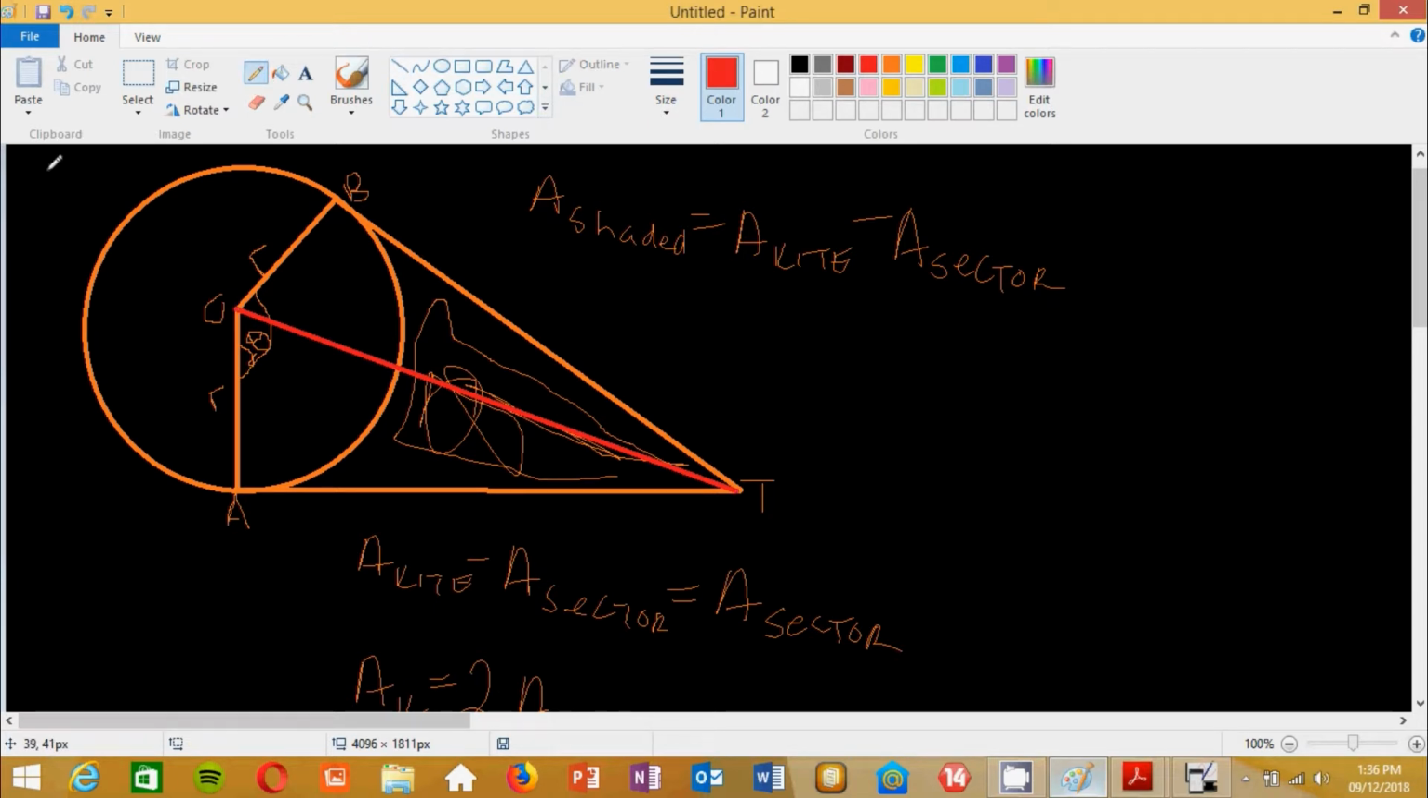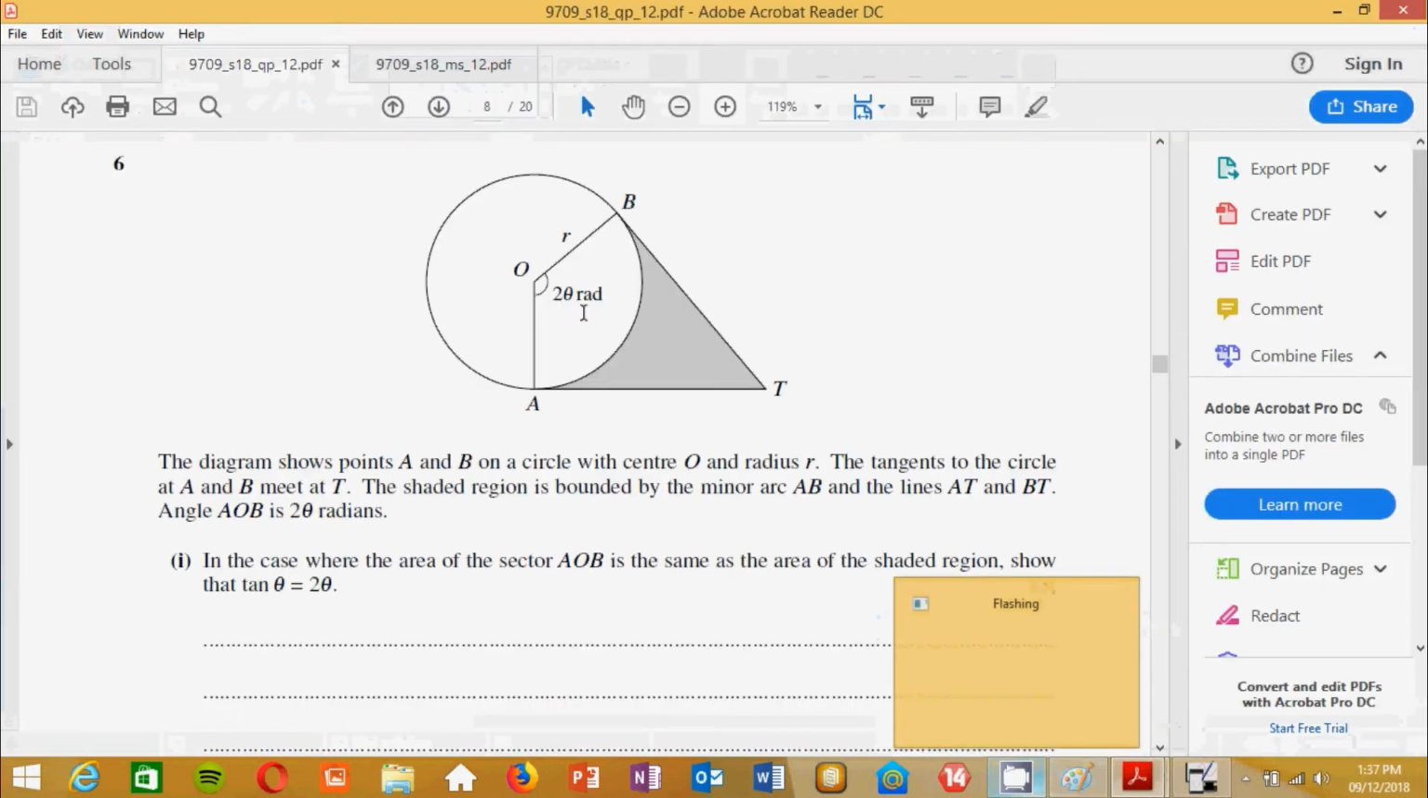So what have I done? I have split this kite into two, into a half. If this entire angle was 2 theta, then I know that this individual angle is theta, and this individual angle is theta as well, because theta plus theta will give me the big angle, which is 2 theta radians.